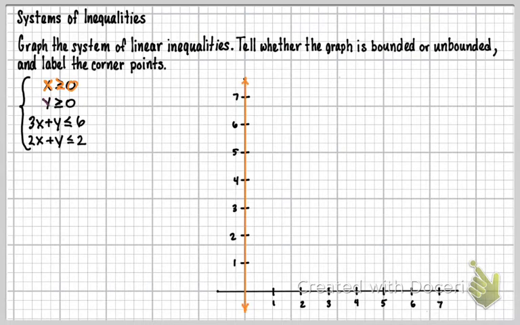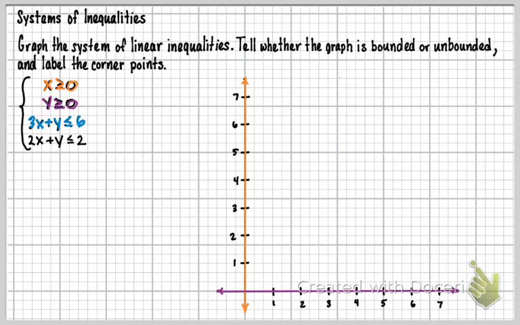Now for the second one, y greater than or equal to 0, we're just going to graph y equals 0, and that's going to be the x-axis. And then we're going to graph the 3x plus y inequality, using its equation to graph that line.